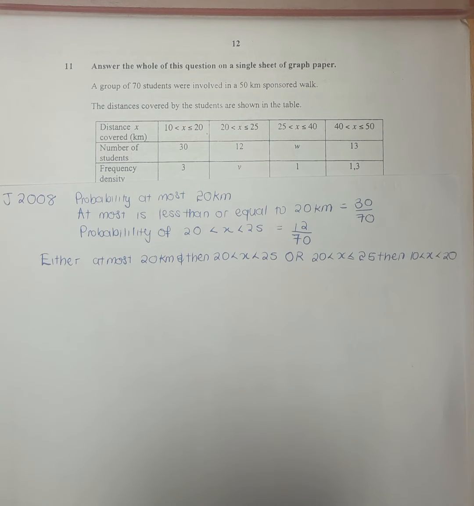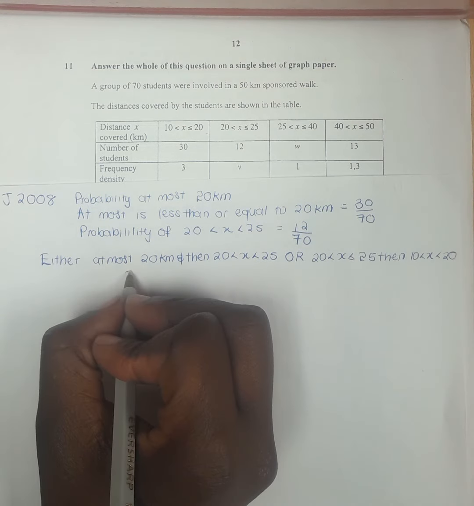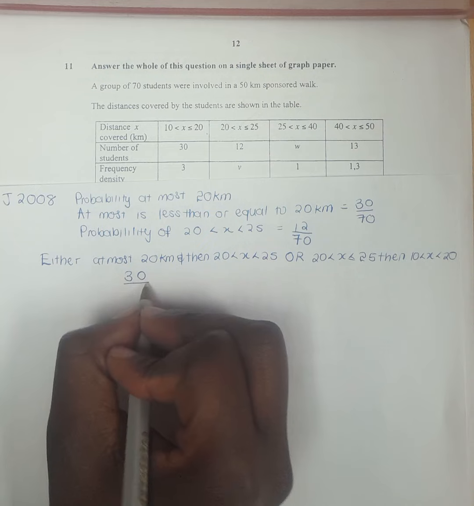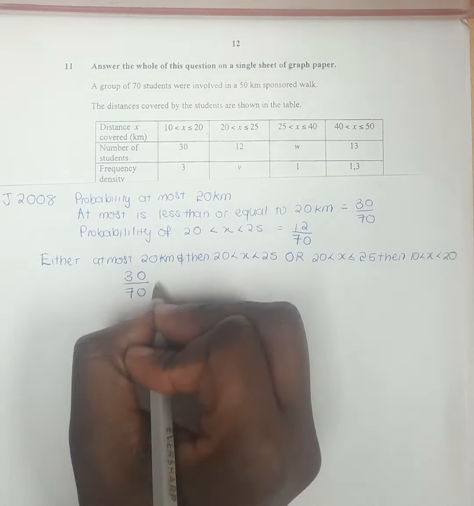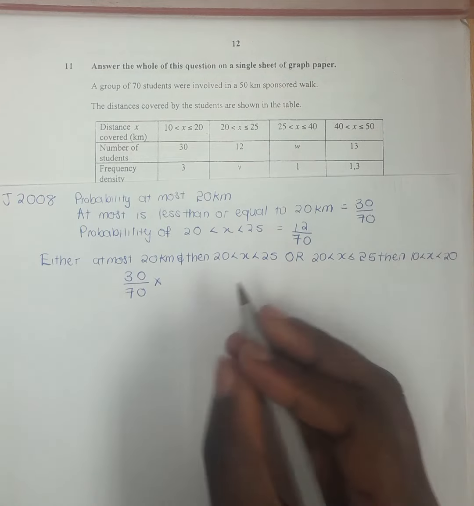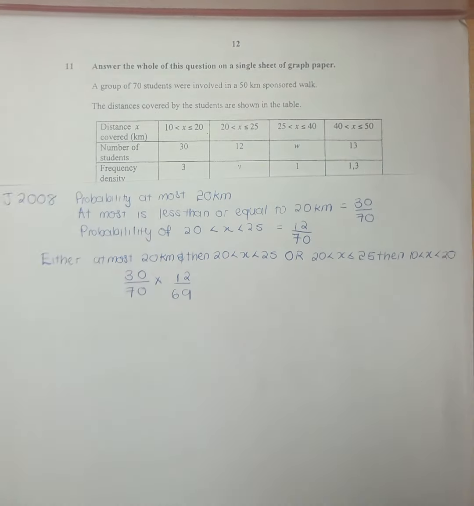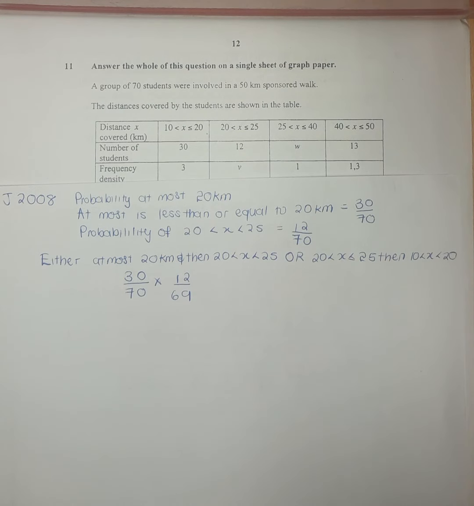So we need to write the probabilities. If we first select from at most 20 kilometers, our probability is 30 over 70. And then the probability of selecting 20 to 25 is now 12 over 69. Why? Because the selection of the first student has affected the total number. They are now 69 instead of 70, but the numerator is not affected because they are different categories.